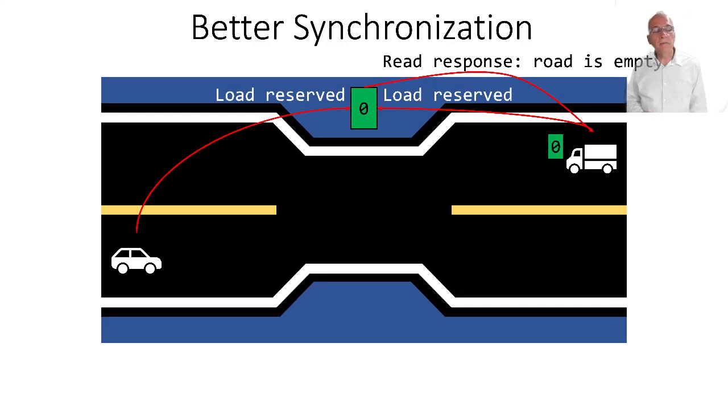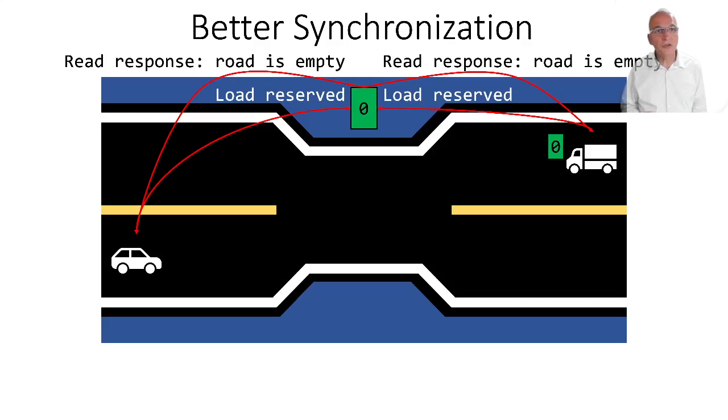Brandon at the same time will do the same thing. Brenda will read the value of the semaphore, again using a load reserve instead of a simple load. And Brenda will receive the message back saying that the road is empty, just like Larissa did. So both of them have received the message that the road is empty, but both of them have read the semaphore with a load reserve.